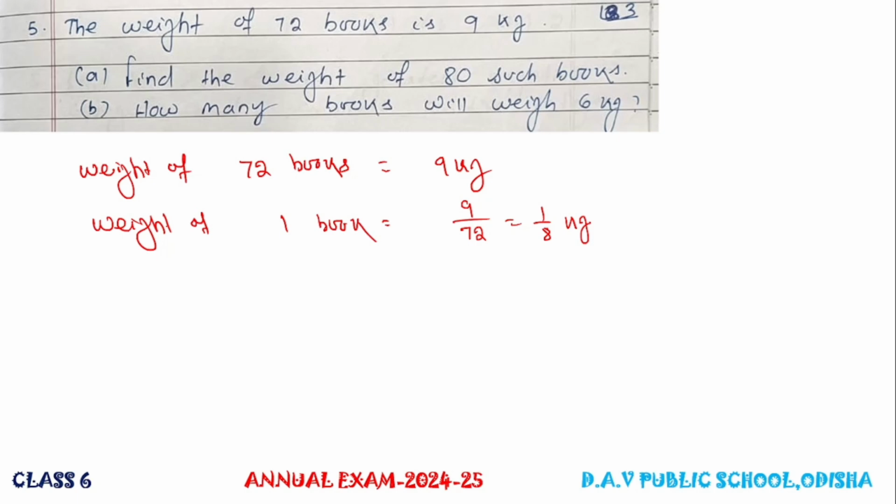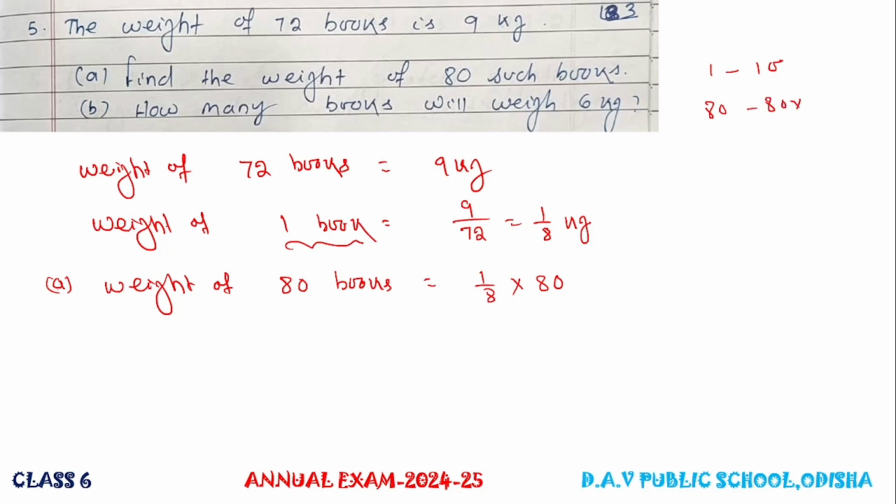Okay, now option number A. Find the weight of 80 such books. That's why we convert it to 1 book, because we need 80 books. So multiply by 80. So write down: weight of 80 books equal to, 1 book weight is 1 by 8, into 80. Because we know 1 apple costs 10 rupees. Then tell me, what is the cost of 80 apples? That is 80 into 10. Simply we multiply 1 by 8 into 80. So 8 tens are 80, so 10 kg.